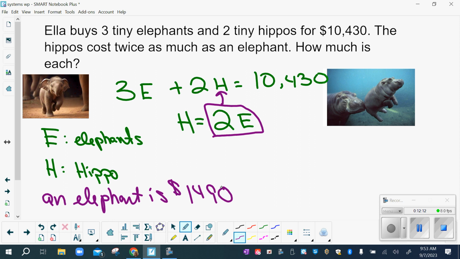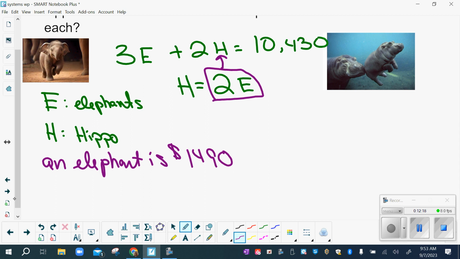Now to get hippos, so easy. Just times it by 2, right? We're just going to double that bad boy. So a hippo is 2,000. How much? 2980. Boom. Go. How we do? Easy? Yeah. Let's get a hang of it.